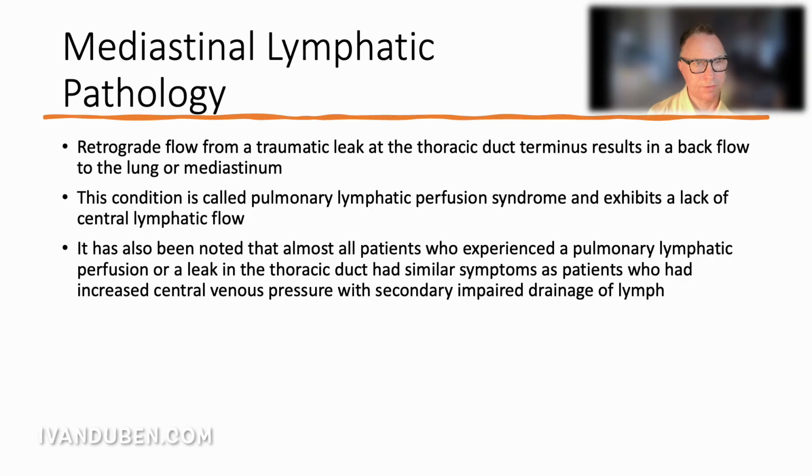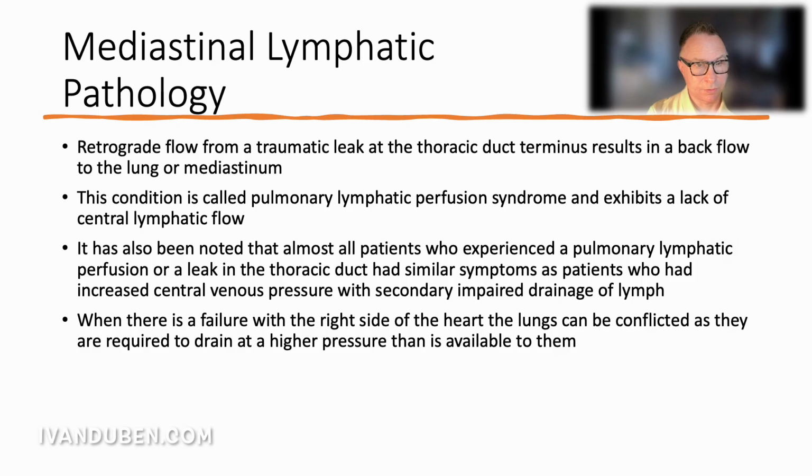It's also been noted that almost all patients who experienced a pulmonary lymphatic perfusion or a leak in the thoracic duct had similar symptoms as patients who had increased central venous pressure with secondary impaired drainage of lymph. Now that doesn't surprise me because of the proximity of the thoracic duct to the vena cava.